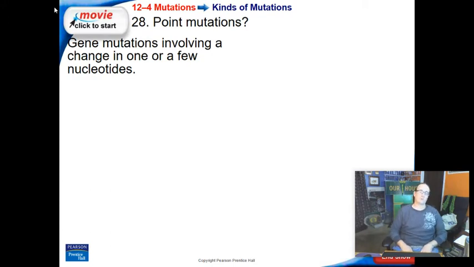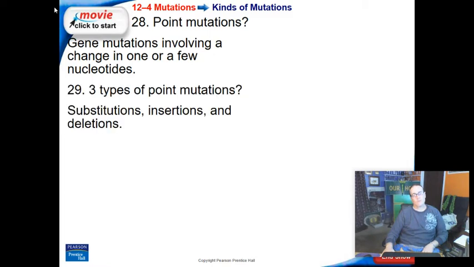All right, so point mutations. These are types of gene mutations that only involve one or a few nucleotides. Very specific and limited locations. There are 3 types. There's a substitution mutation, an insertion, which means adding, and a deletion, which of course means removing.